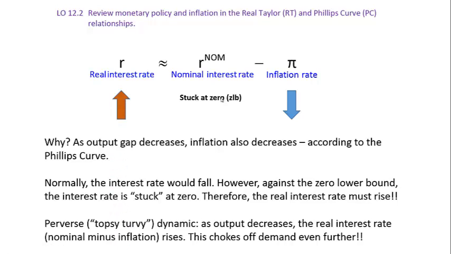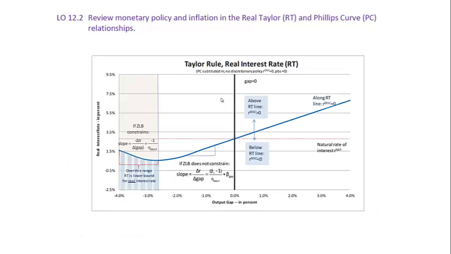So you can imagine that this is actually a very perverse, or as some people have called it, a topsy-turvy dynamic. As output decreases, the real interest rate rises, and this is going to choke off demand even further. So here's a more complete picture of the Taylor rule, the real Taylor rule, the RT curve.